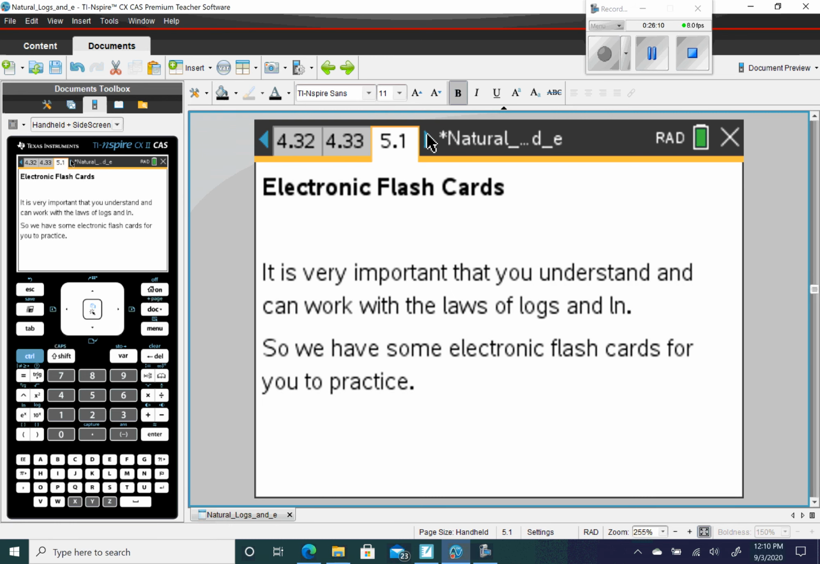Right, the next few pages are just showing some electronic flashcards. So look at them, pause the video if you need to, and then I'll click on the answer for you.